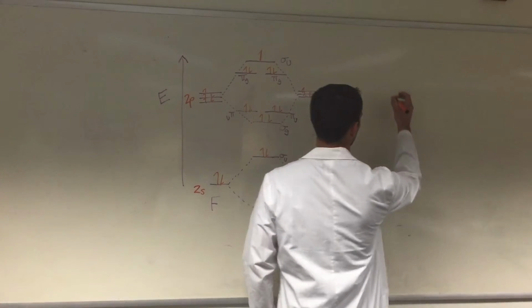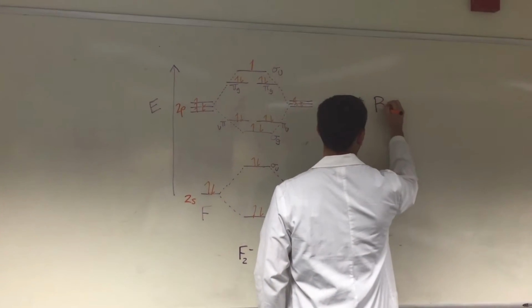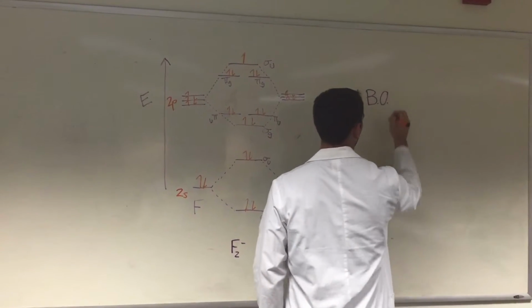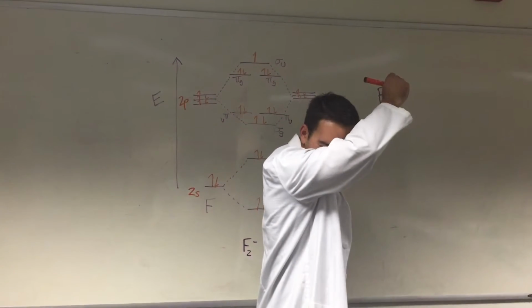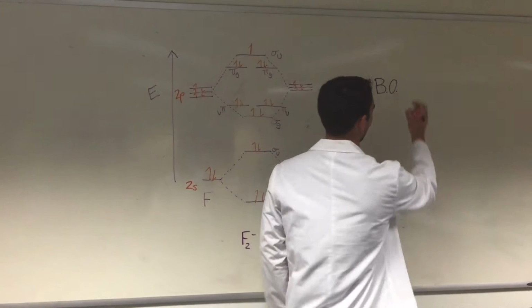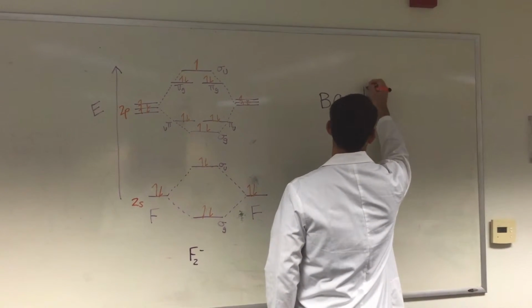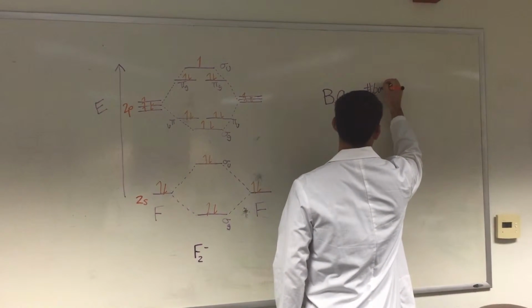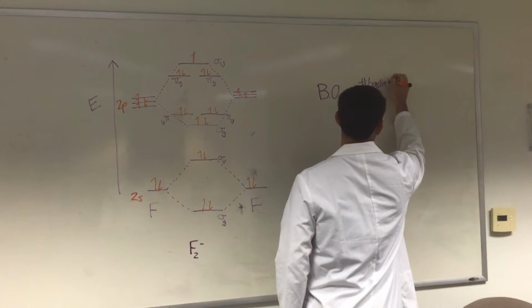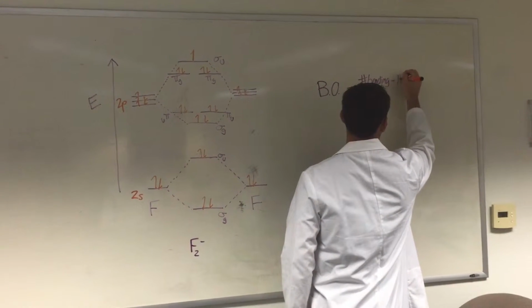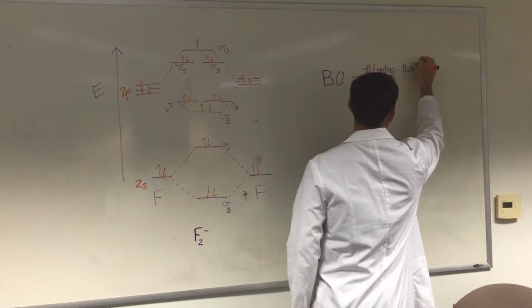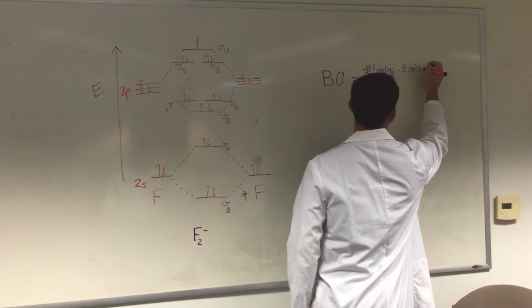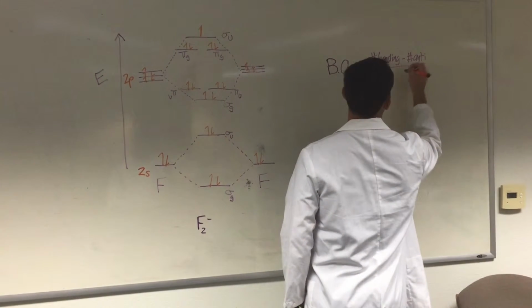And I'll write the equation here for bond order, BO. And that equals the number of bonding electrons minus the number of anti-bonding electrons over 2.